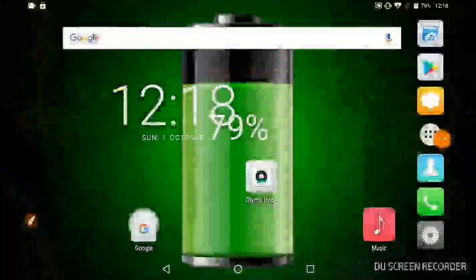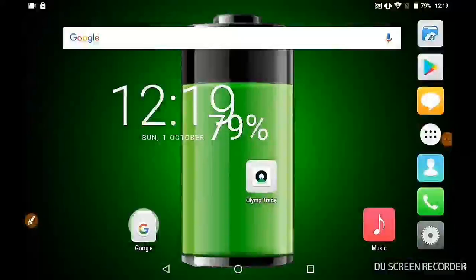Hello, I'm using a binary option trading app and most of them will have similar features. So for the sake of this example, it is called Olymp Trade. So let us start it and see what happens.